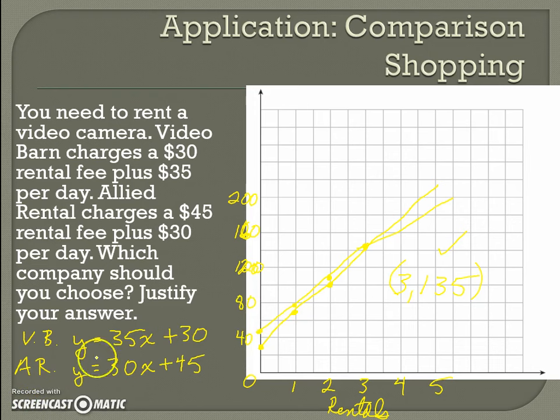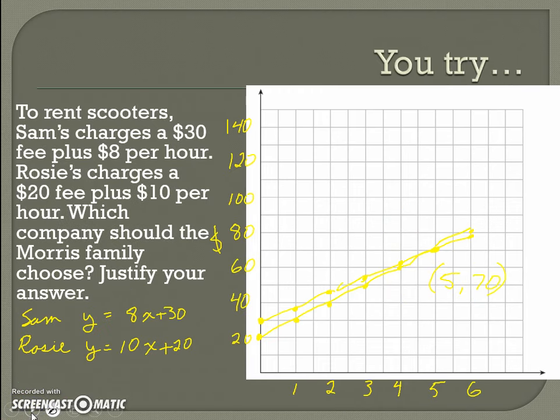All right, so on this one, we are video camera rentals. So you should do Video Barn until you get to 3 hours, and then after that, Video Barn becomes more expensive. So after 3 hours, if you're going to go longer than 3 hours, you want Allied rental. All right, at 3 hours, it's a wash. They cost the same. That's how you interpret those results.